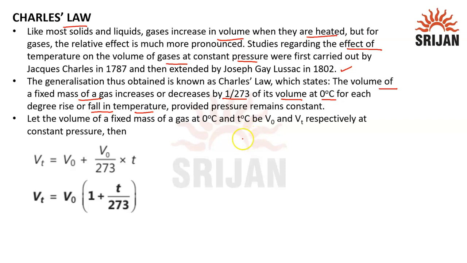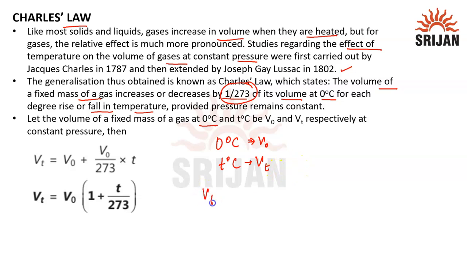Let's say the volume of a fixed mass of a gas at 0 degrees Celsius is V naught and at t degrees Celsius it's Vt. Then according to Charles' law, for every 1 degree rise in temperature, the volume will increase by 1 by 273rd of its volume at 0 degrees Celsius.